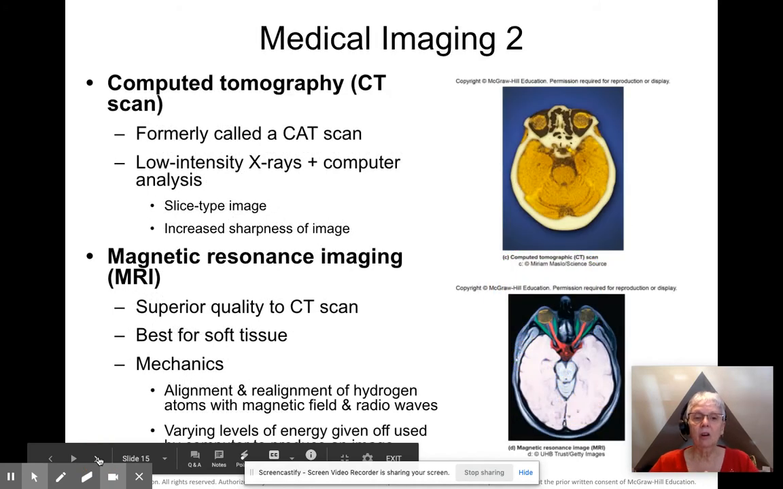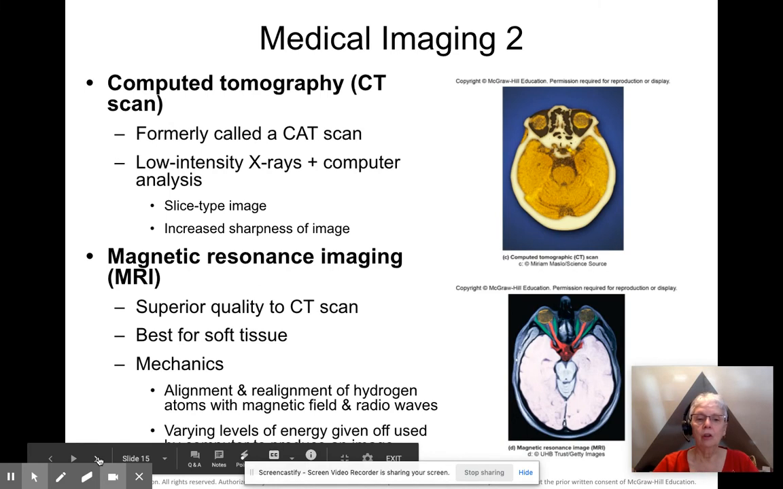So CT scans are low intensity x-rays. So they are still x-rays. And what they do is they take images by not looking at you anterior to posterior, but looking at you from superior to inferior. So they take what they call slices of you, and they'll start taking an image here at the top of your head, and for every 1 millimeter, they'll take another image. That's how it works. The nice thing is, because they do it that way, you get a very sharp image of what is in that particular part of the body.